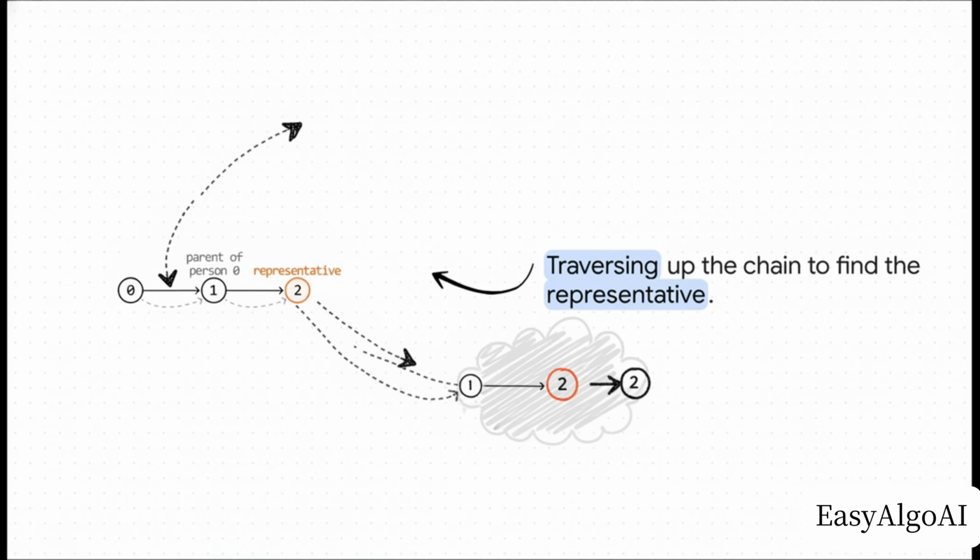As I mentioned, the find operation does this just by walking up the parent chain. If we want to find the representative for a node, we check its parent. If that parent isn't the root, we check the parent's parent, and so on, traveling up the links until we hit the person who is their own parent.